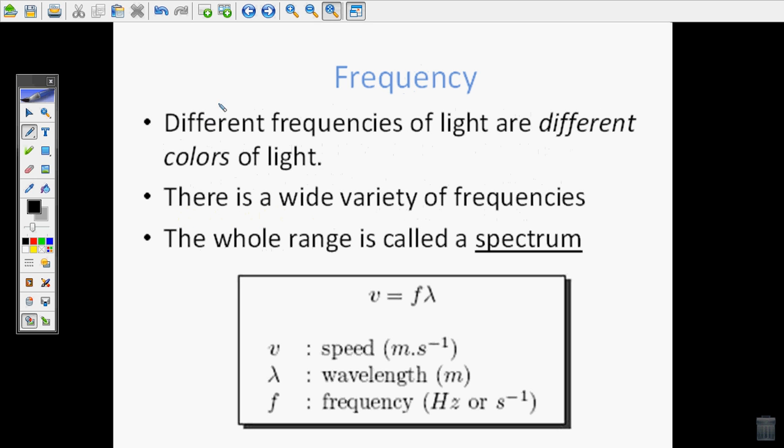Frequency. So different frequencies of light are different colors. And there's a wide variety of frequencies, and the whole thing's called a spectrum. And this is the equation for frequency. You have your speed or your velocity equals your frequency times your wavelength. And for us, for chemistry, our speed or our velocity will always be c. So you'll always use the speed of light for your velocity.